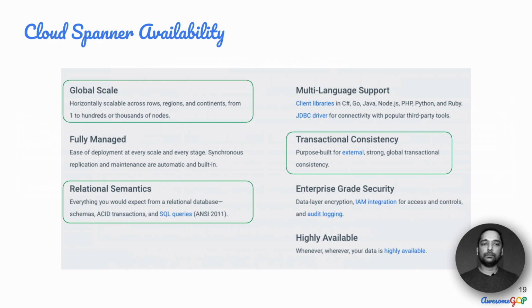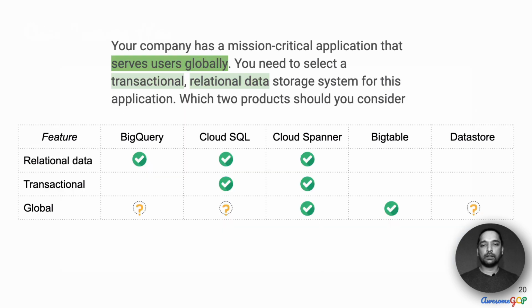How about Cloud Spanner? The landing page for Cloud Spanner reads out a few of the things we already know about Cloud Spanner. It has global scale, horizontally scalable across rows, regions, and continents from 1 to hundreds of thousands of nodes. It supports relational semantics and has ACID transactions and a relational database schema, which supports SQL queries. It also has transactional consistency, which is purpose-built for external, strong, global transactional consistency. So based on all of this, our choices on Cloud Spanner and Bigtable are great.